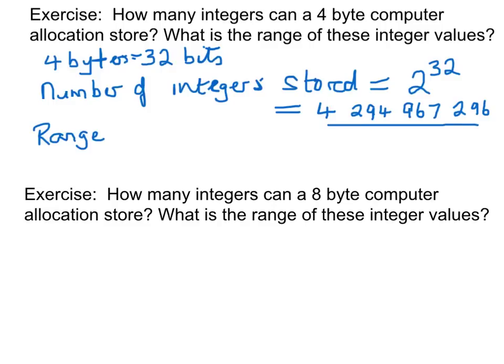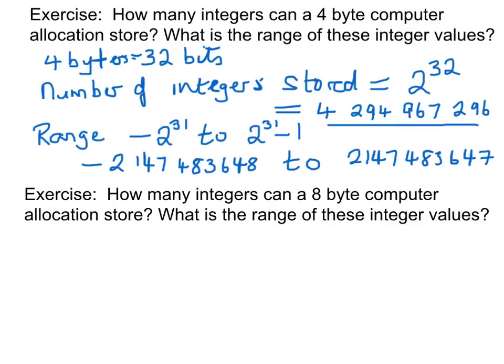Now if we look at the range, it is going to start at the most negative number, which is minus 2 to the power of 31. And it's going to go up to the most positive number, which is going to be 2 to the power of 31 minus 1. Again, you can take out your calculator and write down these two values, and they turn out to be these two values here, from this negative number up to this positive number here.